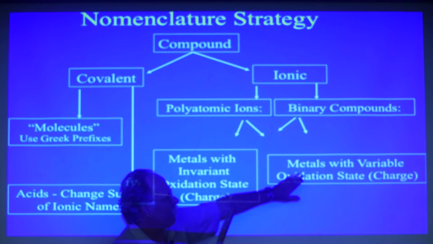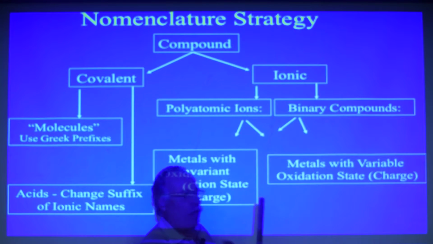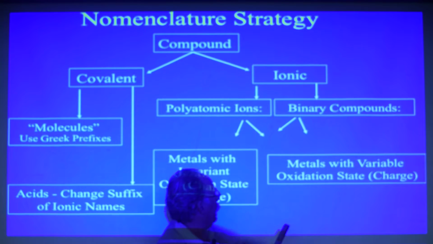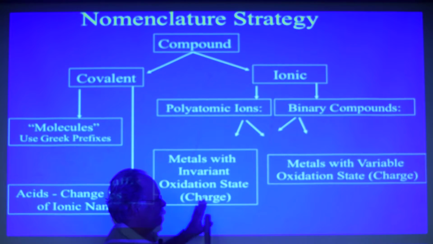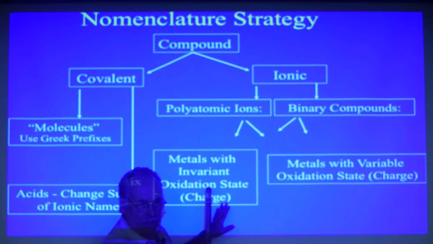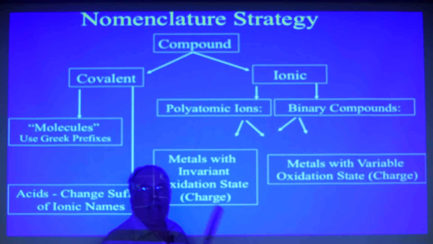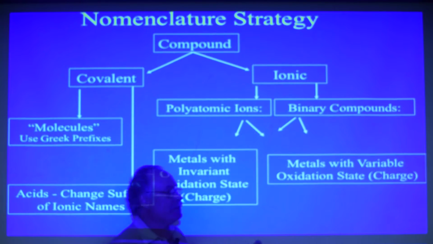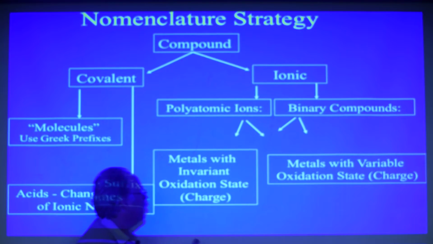Then we have two types of metals. We have some metals that only have one oxidation state, and we don't have to identify it. Then we have a second type of metal which has various oxidation states. The oxidation state is like the charge, okay? And therefore we have to state it. So iron has two charge states. It has iron +2, which is also called ferrous, and iron +3, which is called ferric.